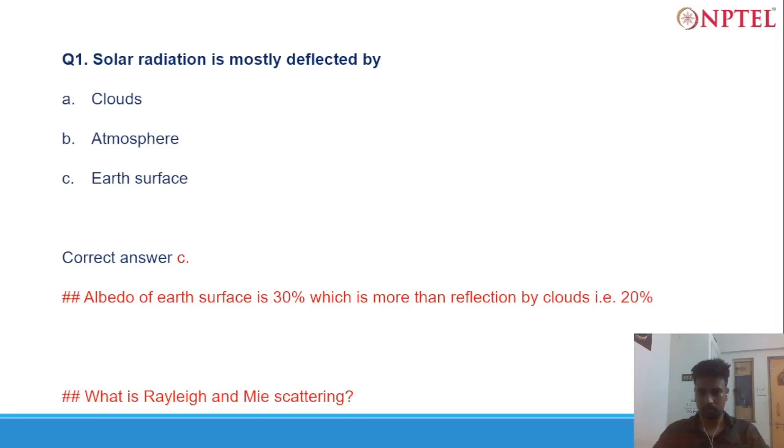You can start. Okay. So solar radiation. Basically, in question one, we see that solar radiation is mostly reflected by. So the options are clouds, atmosphere, and surface. If we see solar radiation, actually what happens is reflection.